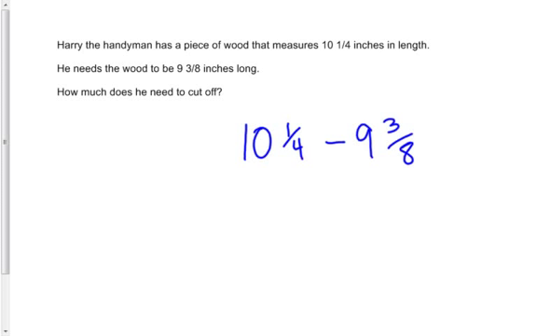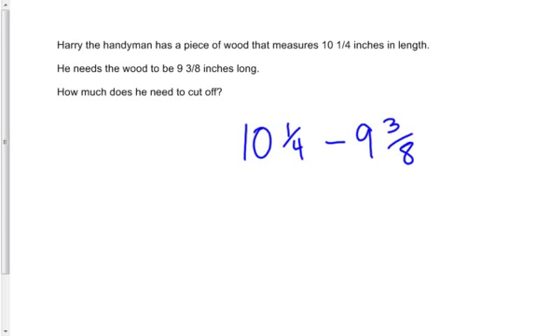And here's a perfect example of when you can't necessarily do the subtraction without doing a couple extra steps. You might want to do 10 minus 9 and get 1, but then you're not going to be able to do 1/4 take away 3/8, because 3/8 is more than 1/4.